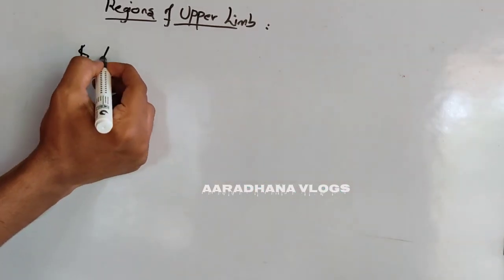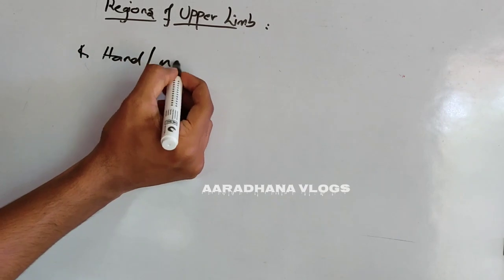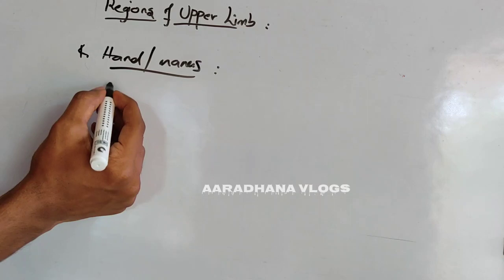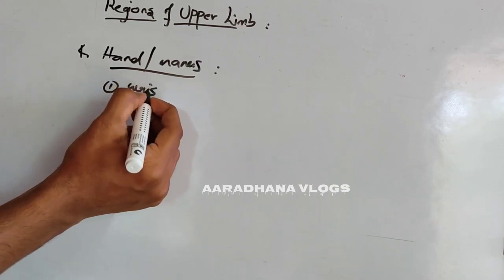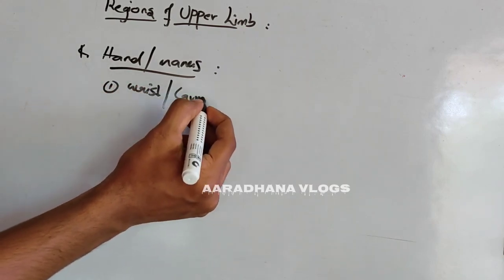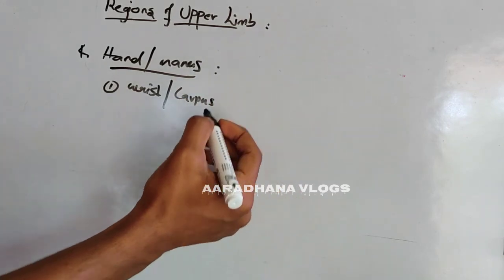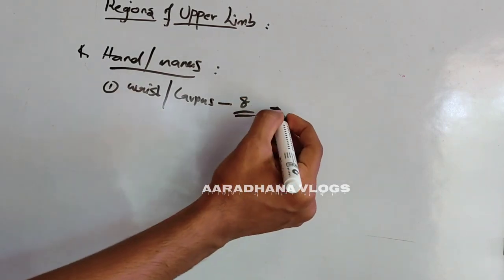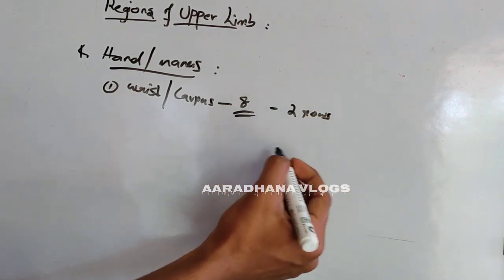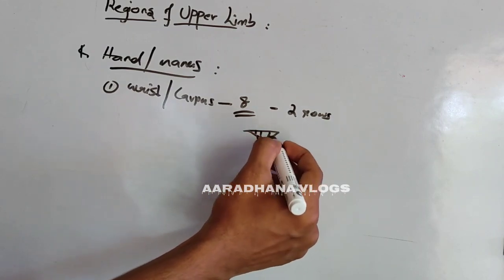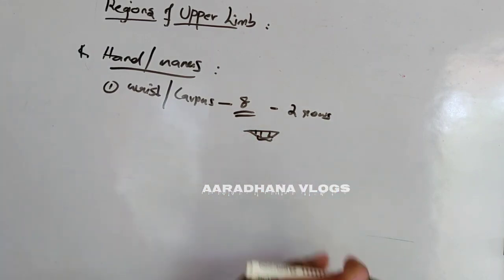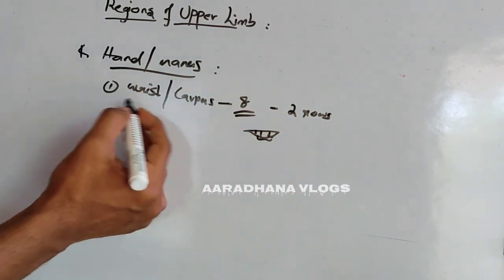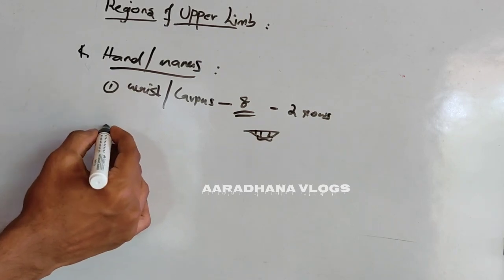So the fourth one is the hand region. The hand region is also known as the manus. In the hand region, the first one is the wrist, also called the carpus. There are 8 carpal bones, arranged in 2 rows, like this. So 8 carpal bones are arranged in 2 rows on each upper limb. So the first one is the wrist having 8 carpal bones.